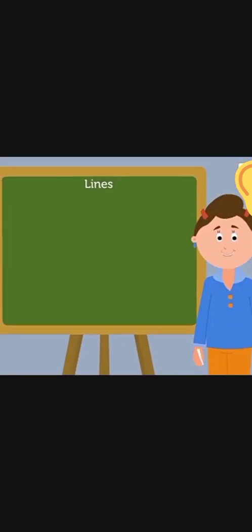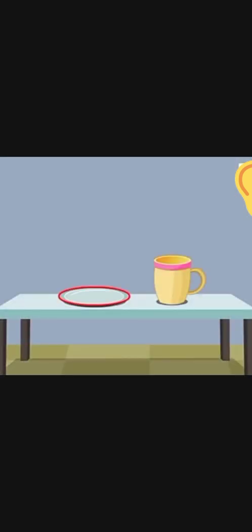Now look at a few objects that are made of curved lines. The rim of a plate and a mug are examples of curved lines. Look at this leaf carefully now. It has curved lines and a straight line.